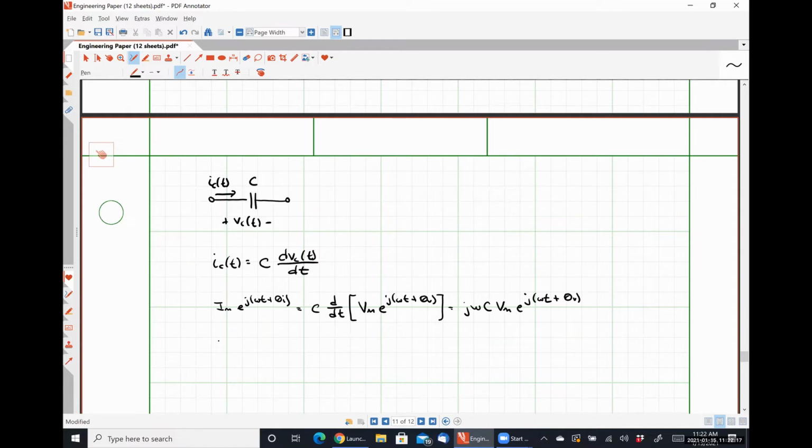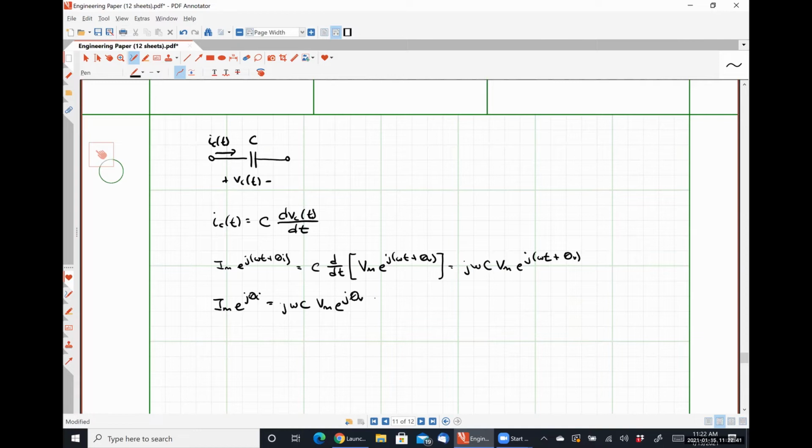Suppressing our frequency terms leaves us Im e^(jθI) is equal to jωC Vm e^(jθV), which yields the phasor relationship: phasor current I is equal to jωC times phasor voltage V. And again, doing the thing where we say that j is the same as 1 e^(j90°) means that we can express this as ωC Vm e^(j(θV+90°)), which tells us that θI is equal to θV plus 90 degrees.